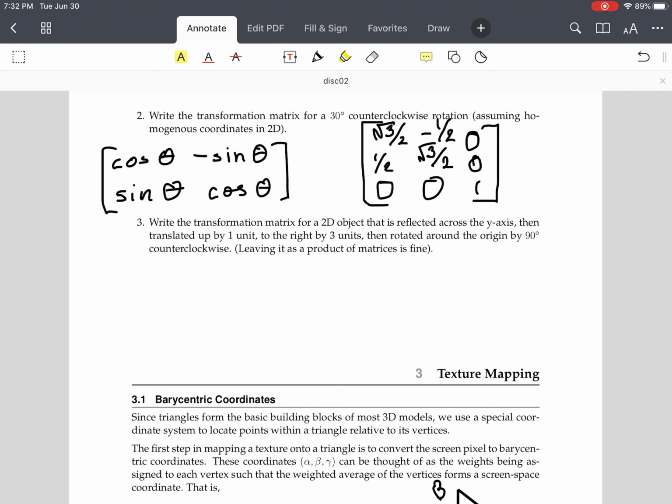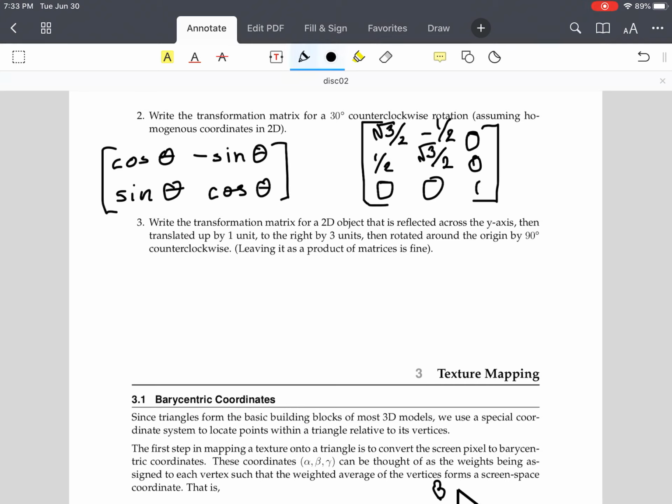Okay. So the first thing we should do in this is figure out how many matrices are we going to need, right? So if we look through the problem, we see that we're applying 3 different transformations. We're reflecting across the y-axis, then we're translating up by 1 to the right by 3, and those can both be done in one thanks to homogeneous transformations. And then we're rotating around the origin by 90 degrees counterclockwise. And so that's going to be another matrix, similar to what we just did in number 2.